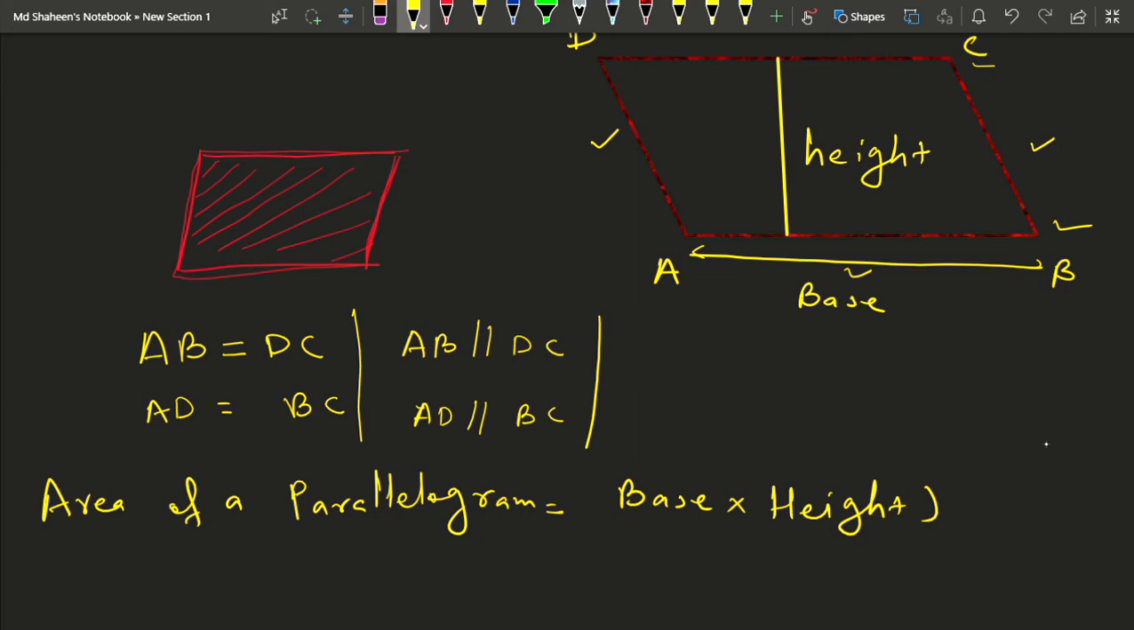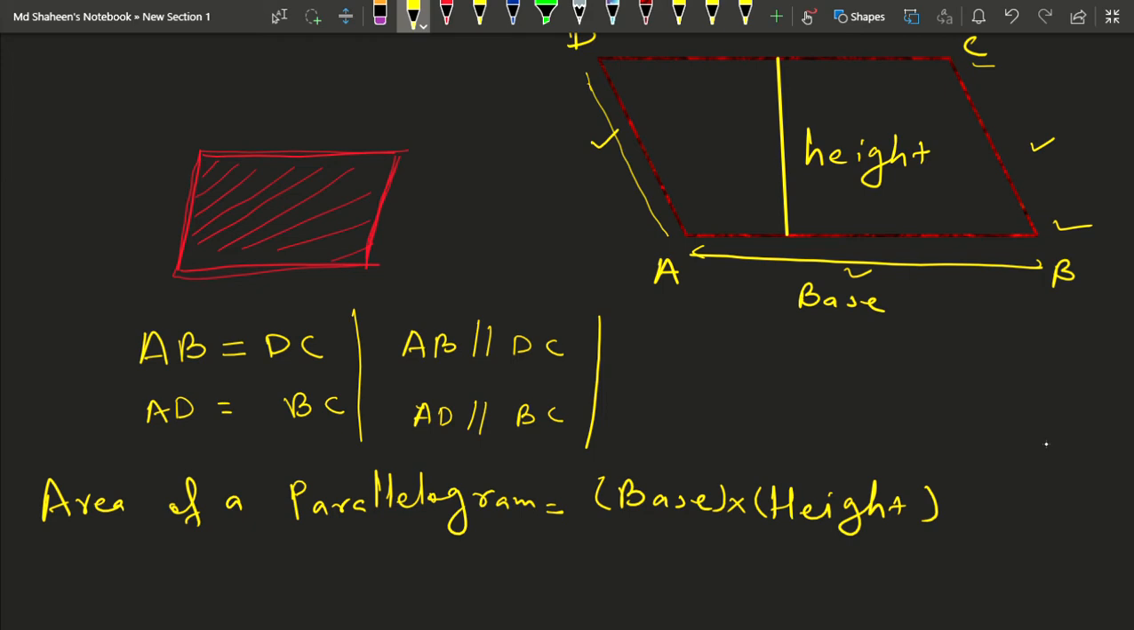Base multiplied by height. If you multiply base with height, you will get the area of a parallelogram. Okay, so be careful. You need to find this side, this side, this side, not this side. This is not the perpendicular height. This is not the distance between these lines. So be careful when you calculate this area.